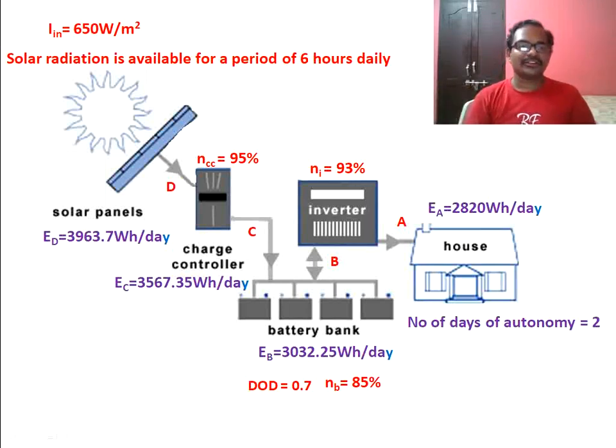We'll do that. The charge controller efficiency is 95%, inverter efficiency is 93%, battery efficiency is 85%, depth of discharge is 0.7, number of days of autonomy required is 2, and solar radiation is available for a period of 6 hours daily, and the average global radiation incident on a solar panel is 650 watt per meter square in that particular area. Now we need to calculate how many solar panels are required, how many batteries are required. What is the rating of an inverter? This we need to find out, right?